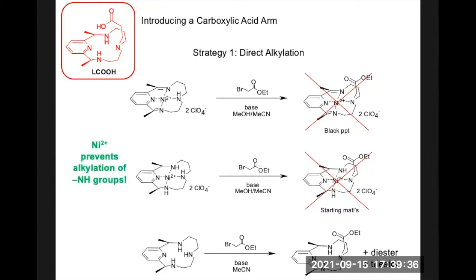So based on this set of experiments, we can say that the nickel ion prevents alkylation of the NH groups. Well, presumably because the lone pairs of nitrogen are no longer available or nucleophilic because the lone pairs are bonded directly to nickel ion.